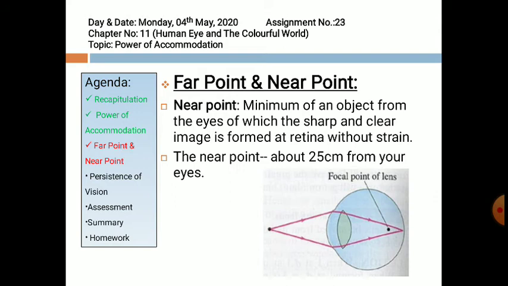Now coming to the near point. It is the minimum distance of an object from the eyes at which a sharp and clear image is formed at the retina without strain in our eyes. Generally, the near point is considered to be about 25 centimeters from our eyes. As you can see in the figure, the eye lens is a bit thicker to make the focal point on the retina itself.